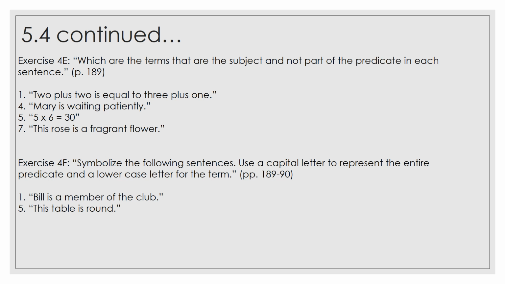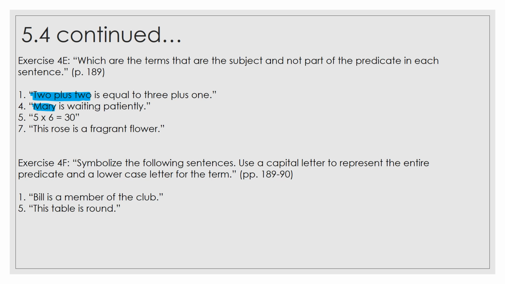And here, we just really want to find the subject. Number 1, 2 plus 2 is equal to 3 plus 1. In this case, I suppose, it's a little bit just a matter of interpretation what we want to treat as a subject. But by default, it's probably best to have the first term here, 2 plus 2, as a subject versus 3 plus 1. Number 4, Mary is waiting patiently. Here, it's pretty obvious what the subject is. It's Mary.